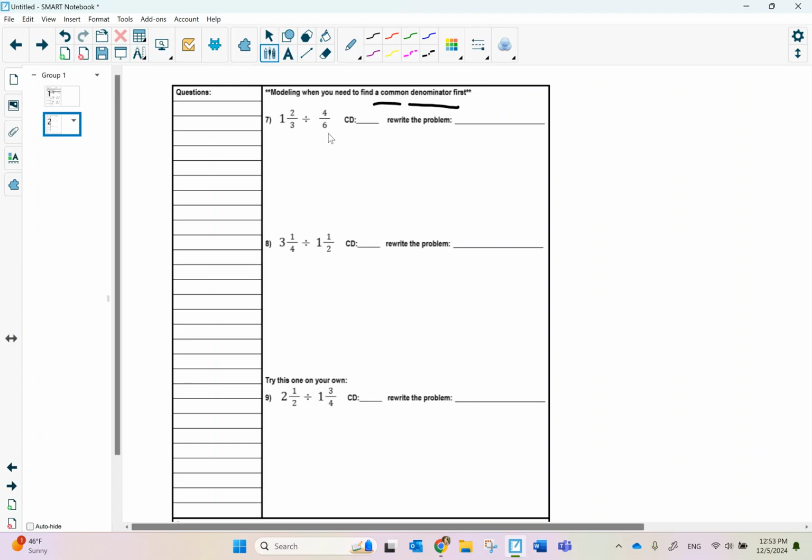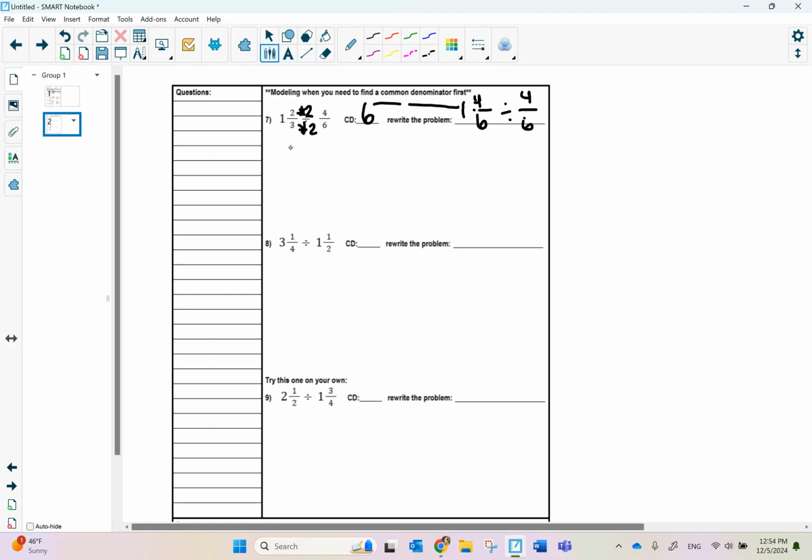So a 3 and a 6, a 3 can become a 6, so that is our common denominator. We do times 2. Sorry, we're going to rewrite that up here. The 1 stays the same. 2 times 2 is 4 over 3 times 2 is 6. Second fraction is going to be the same because it's already out of 6. Now we start drawing our model.